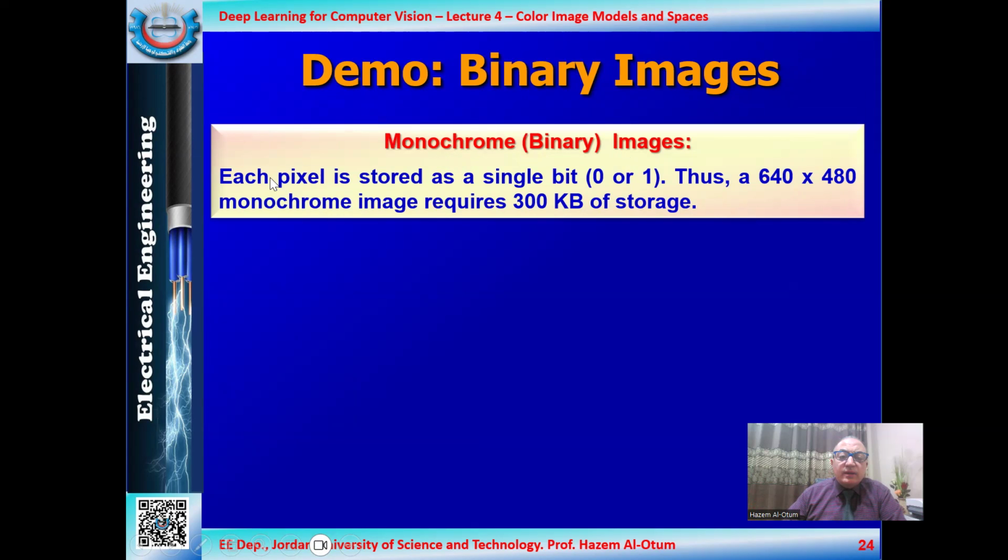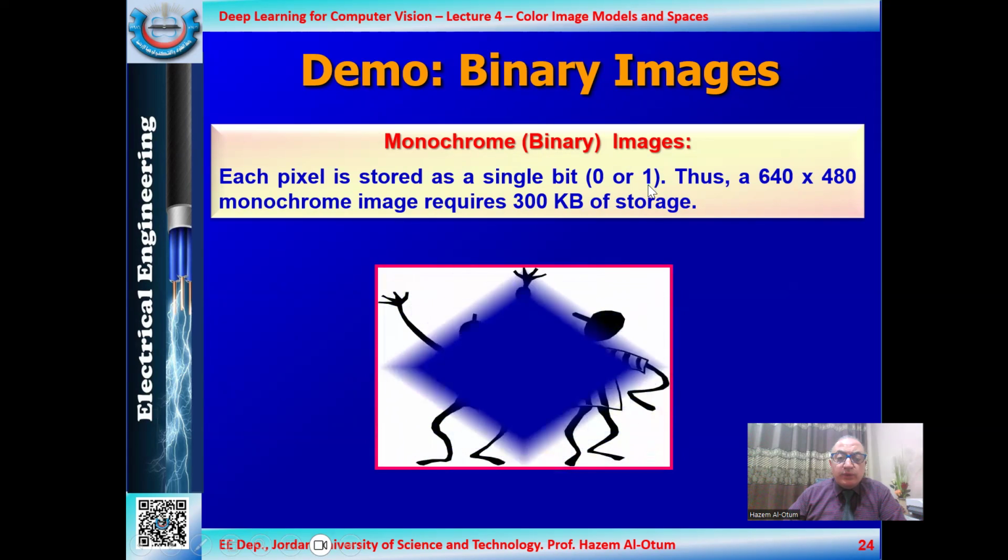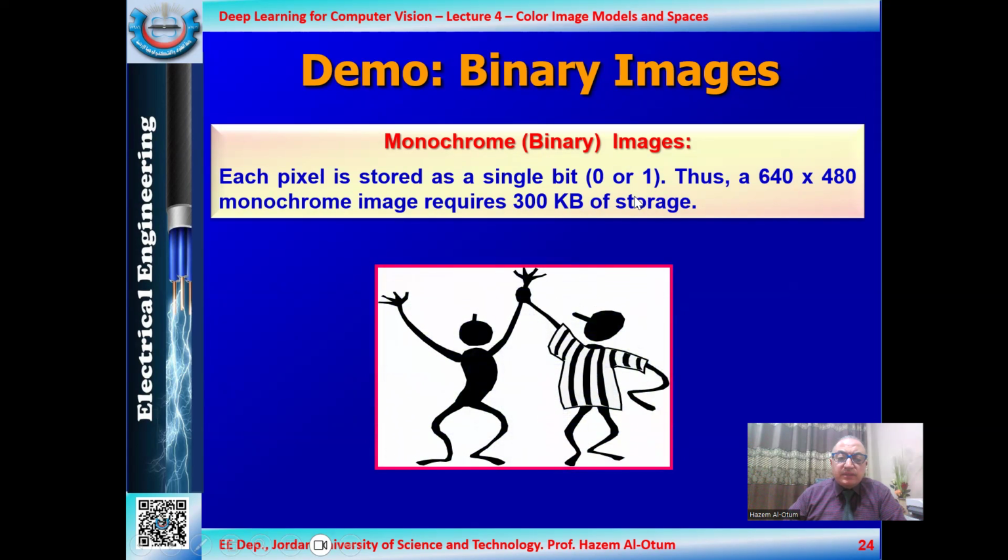In this case, the pixels are stored in a single bit, either 0 or 1. So the 0 will be maybe black and 1 may be white. So this is a very simple image here, as we have either black or white. Here we have black, here also we have white.